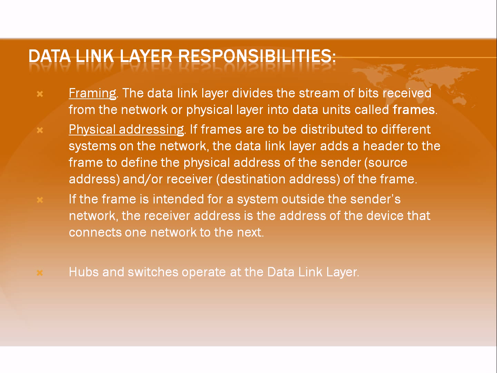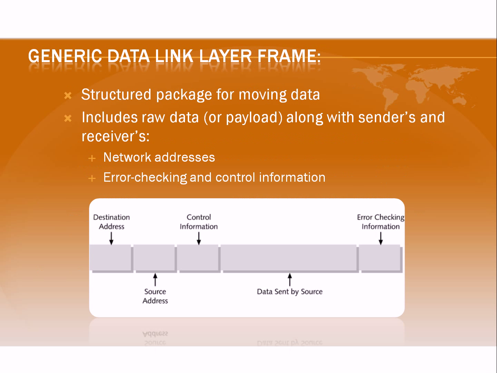If frames are to be distributed to different systems on the network, the data link layer adds a header to the frame that defines the physical address of the sender, source address, and/or receiver, destination address of the frame. If the frame is intended for a system outside the sender's network, the receiver's address is the address of the device that connects one network to the next. Hubs and switches operate at the data link layer.